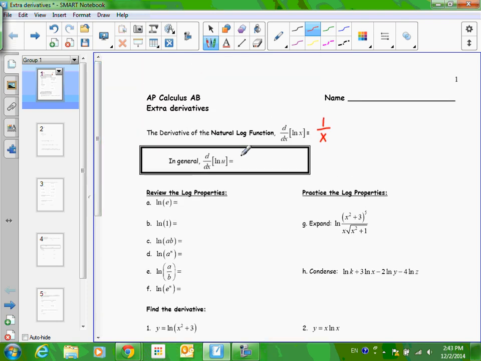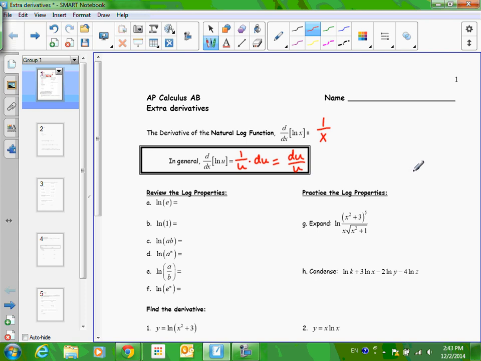So in general, the derivative is 1 over u times, and then using chain rule, we have to take the derivative of the inside. I could write it as u prime, but I'm actually going to write it as du. And this is a good way to start out. What's going to be more helpful and more concise is to write this as du over u.